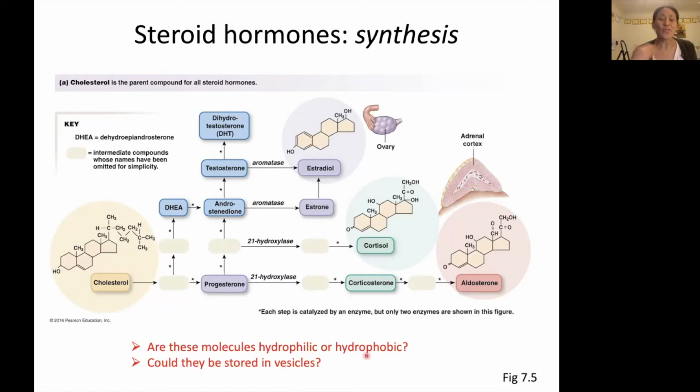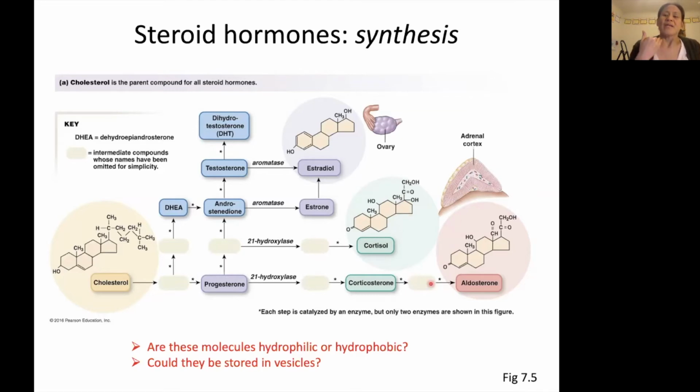Okay, so let's go over the answers to those questions. Are these molecules hydrophilic or hydrophobic? They are hydrophobic. Looking at these structures, you can see that there are not very many polar groups on them. They're mostly non-polar, okay? And then could they be stored in vesicles? No. They are not storable in vesicles because they're hydrophobic, right?